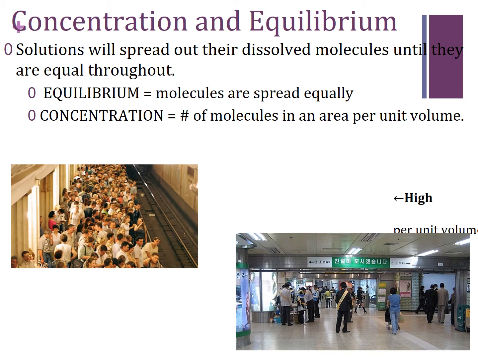You can also have a low concentration. If you look at the picture on the right, you'll see that there are not many people in the picture. So in a low concentration, we have fewer solutes per unit volume. High concentration, more solute. Low concentration, less solute.